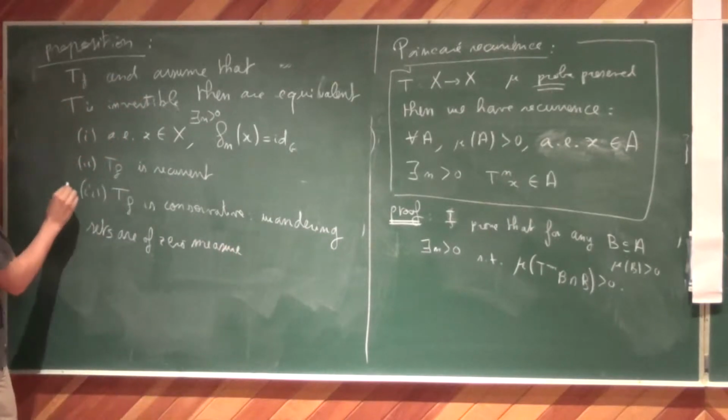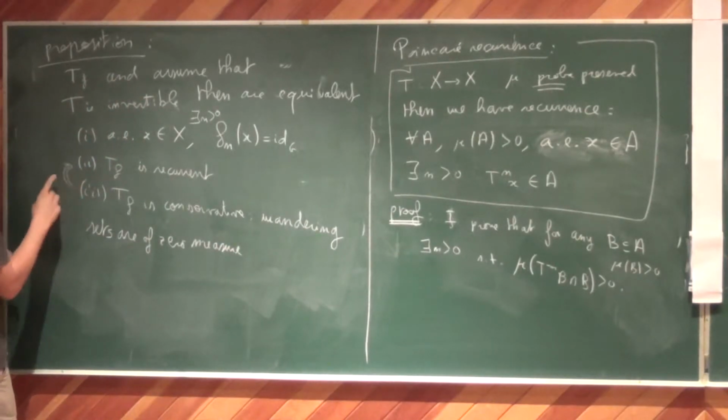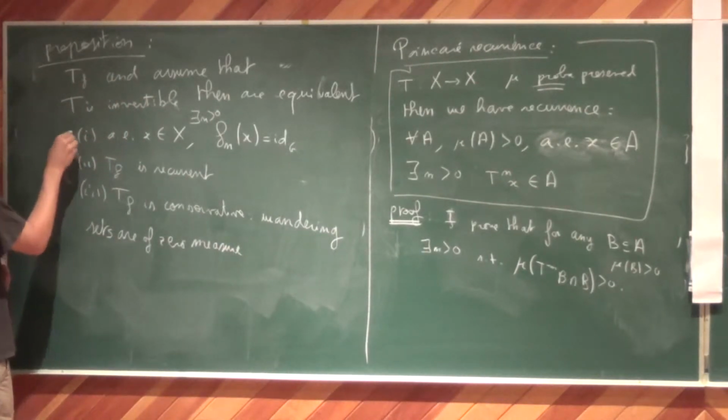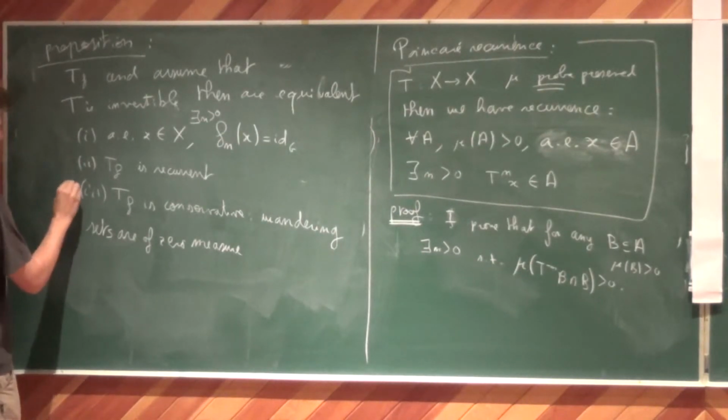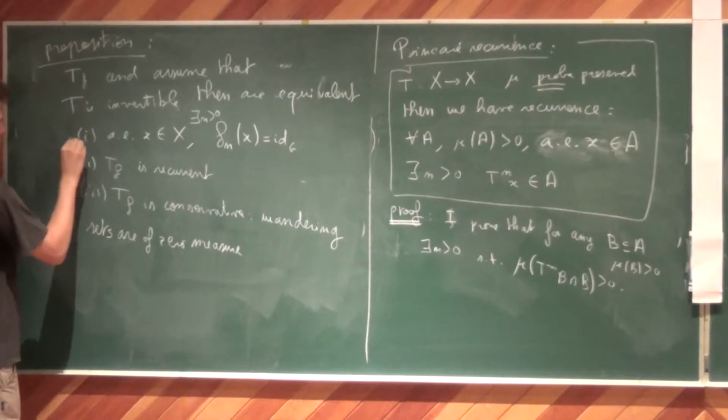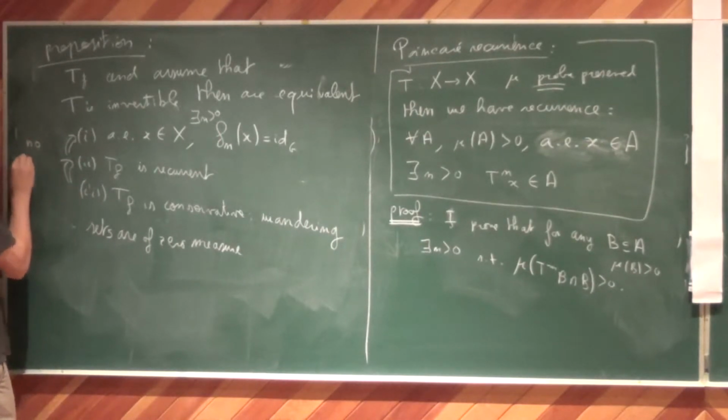There is one implication that does not need invertibility, but when you go from 1 to 3, you need invertibility. So in this sense, no invertibility needed.